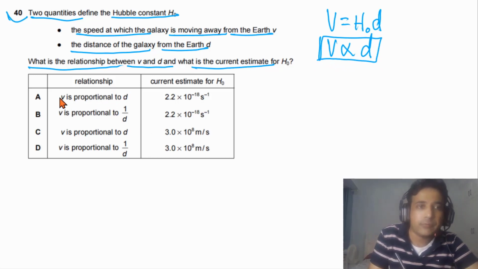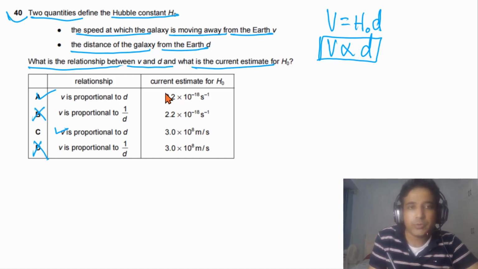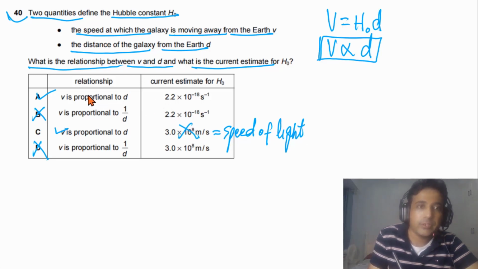So if you look at given options, answer can be A or answer can be C. B cannot be the answer, D cannot be the answer. Now we need to look at given values of h0. If you look at option C, this is telling us 3.0 times 10 to 8, and this is not value of Hubble constant, this is speed of light in vacuum or speed of light in air. So it means this is incorrect. So the answer for this question is A.